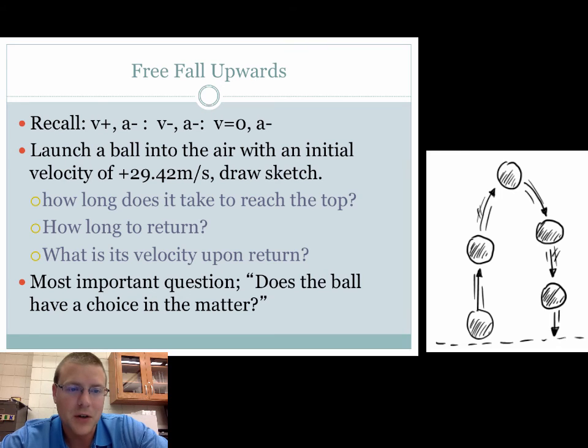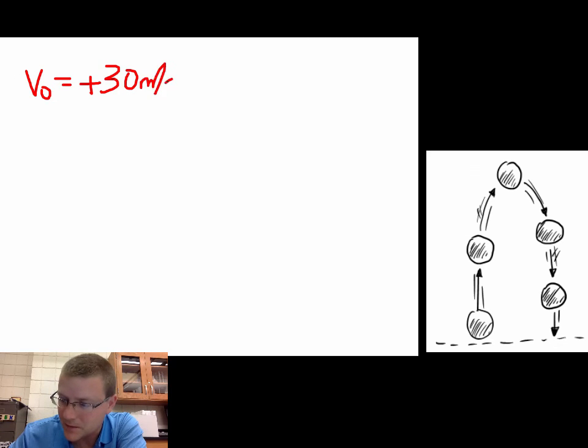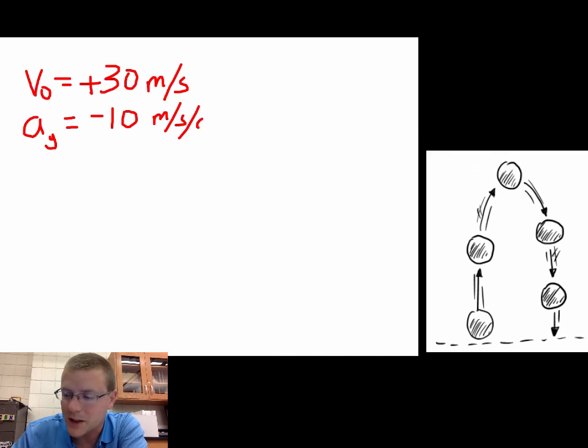So we've got this example here: launching a ball in the air with an initial speed of 29.4 meters per second. Draw a sketch of what's happening. How long does it take to reach the top? How long does it take to come back? And what is the velocity when it returns to you in your hand? That 29.4, I'm going to round to 30. So that means that my initial velocity is plus 30 meters per second. My acceleration is going to be negative 10 meters per second each second. Remember, for WebAssign, please use 9.8 or you'll be getting red X's.